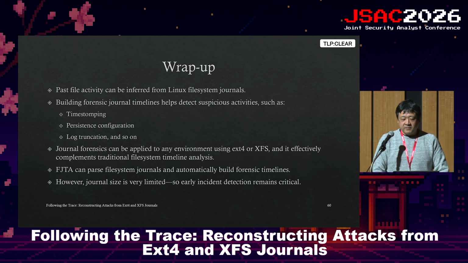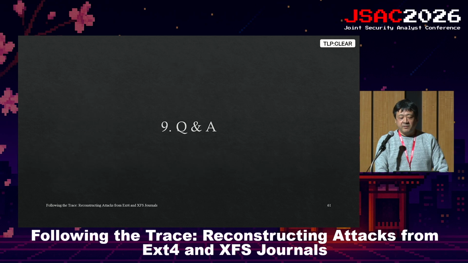Past file activity can be inferred from Linux file system journals. Also, by constructing timelines, suspicious activities can be identified. Journal forensics is applicable to any environment using Ext4 or XFS and can complement file system timeline analysis. And to perform these easily, FJTA can be used. That said, since the journal size is very limited, early detection of an incident remains critical. That's all for my presentation.